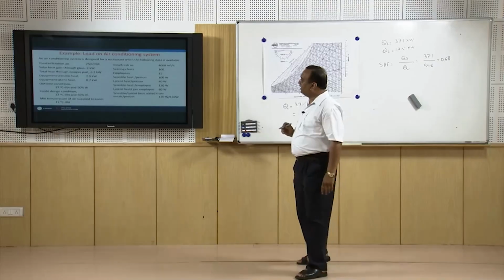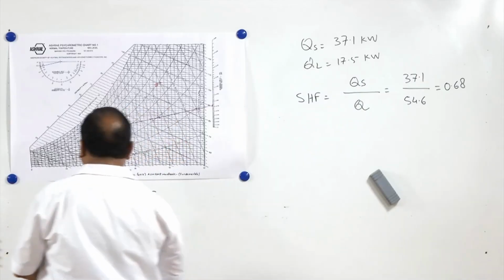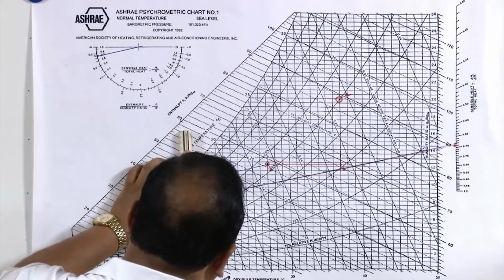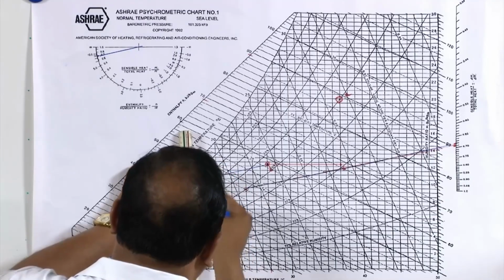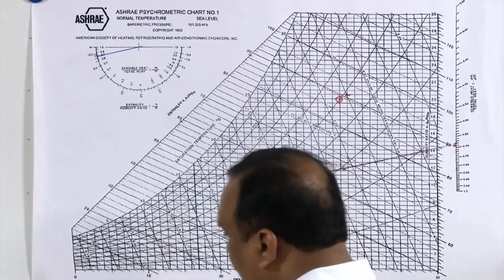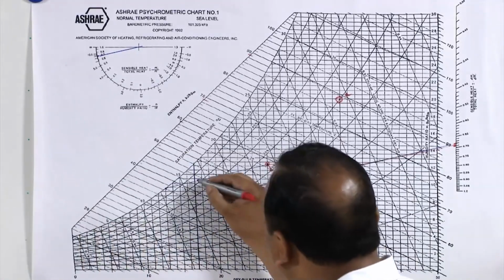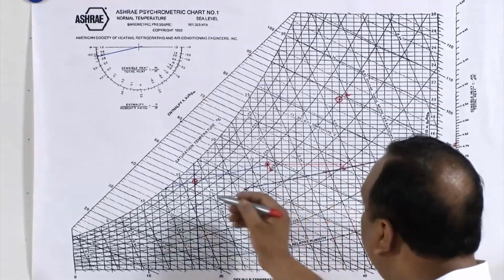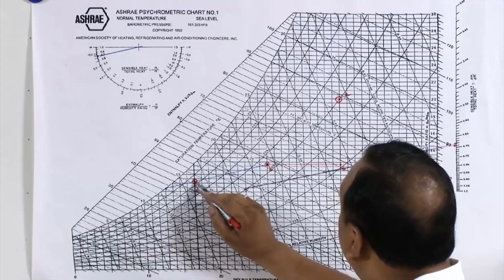It is also stated here that the minimum temperature of air supplied to the room is 17 degrees centigrade. So the air which is supplied to the room is at 17 degrees centigrade. So this is 15, 17. We will draw a vertical line because we do not know the location. We will draw a vertical line from 17, and this is the state from where the air is supplied to the room. Let us say this state is D.